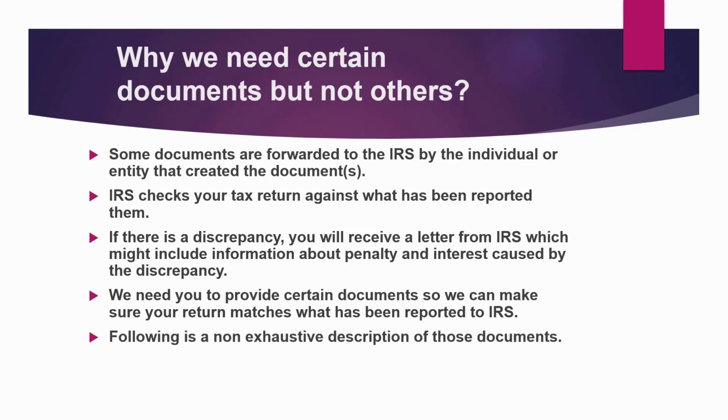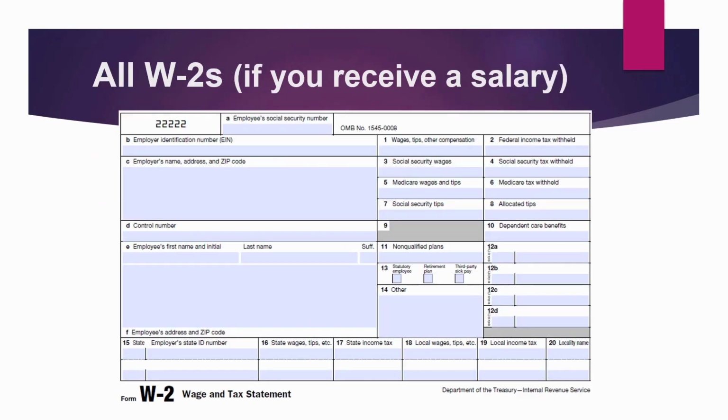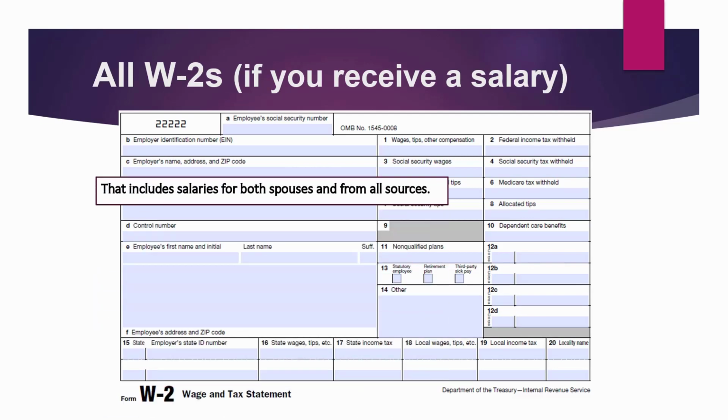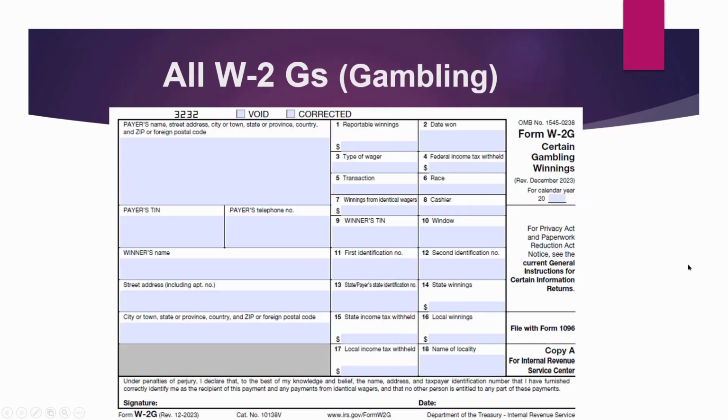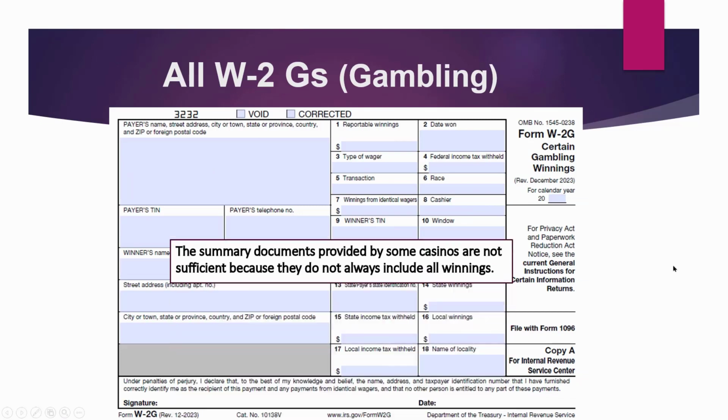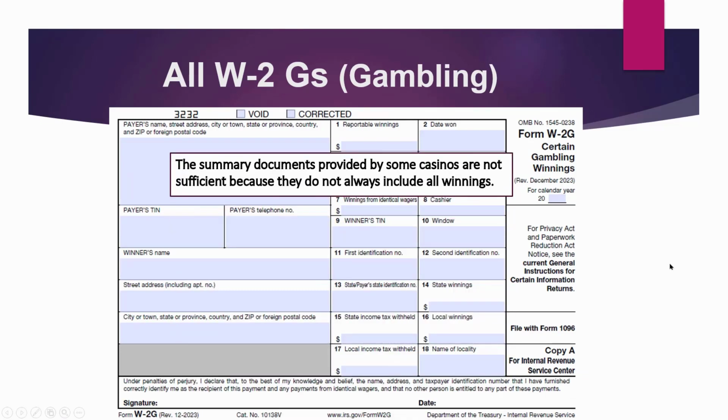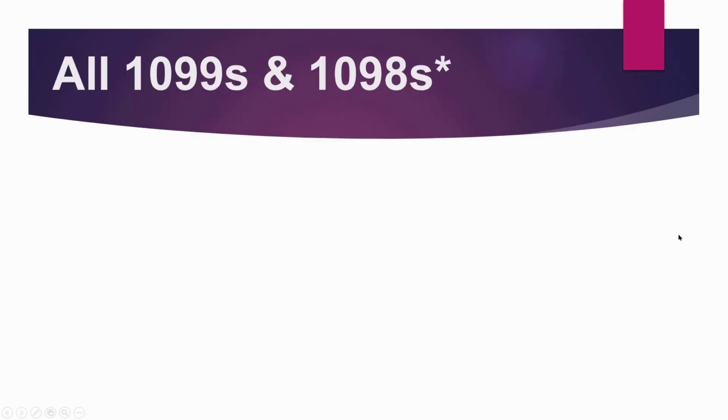Following is a non-exhaustive description of those documents. All W-2s if you receive a salary. That includes salaries for both spouses and from all employers. All W-2Gs for gambling. Often a casino will provide you with a summary of your winnings. That doesn't always include all of your winnings, and we would need all your W-2Gs from other casinos as well. So if you will, please just turn in all your W-2Gs.